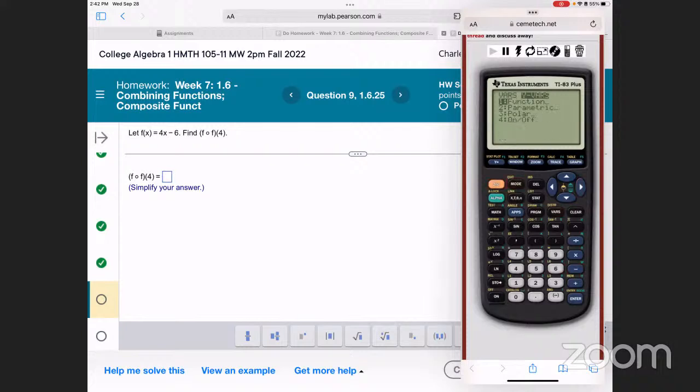I want to call on my f of, now the inside function is f again. And then we want to evaluate when x is 4. And double close, 34. Let's see if 34 works.